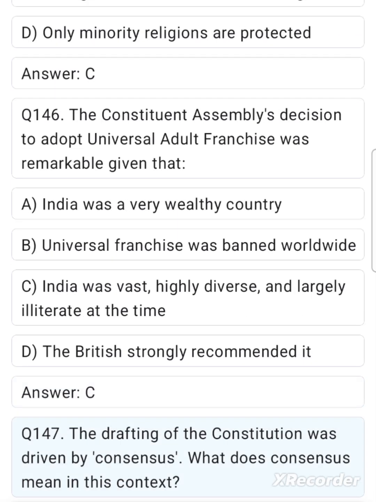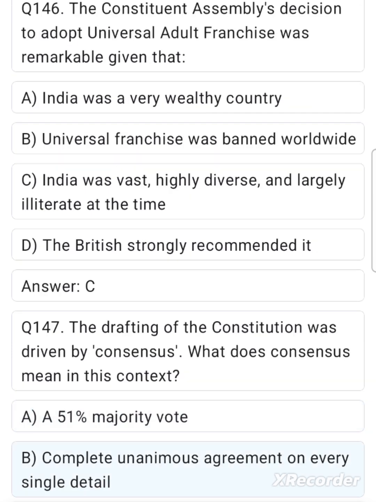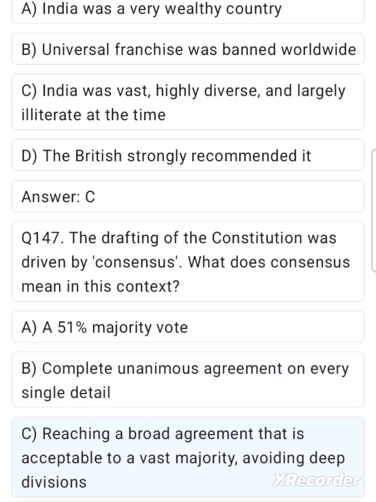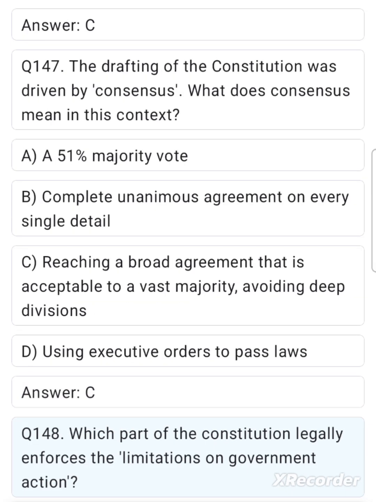Q147. The drafting of the Constitution was driven by consensus. What does consensus mean in this context? A. A 51% majority vote. B. Complete unanimous agreement on every single detail. C. Reaching a broad agreement that is acceptable to a vast majority, avoiding deep divisions. D. Using executive orders to pass laws. Answer C.